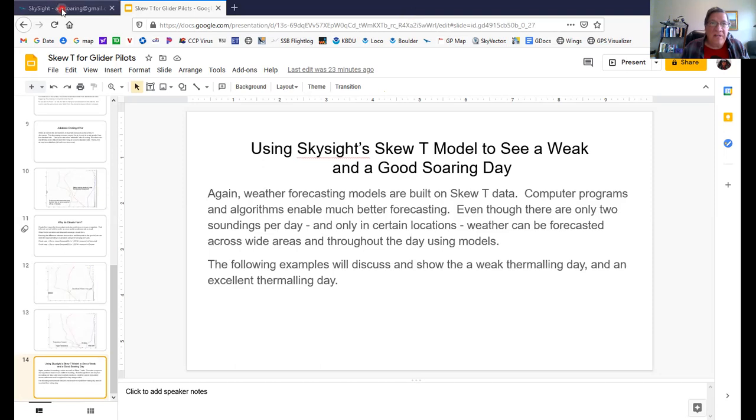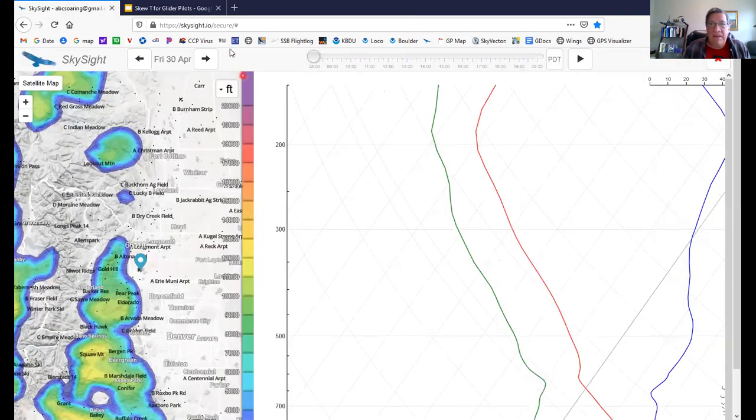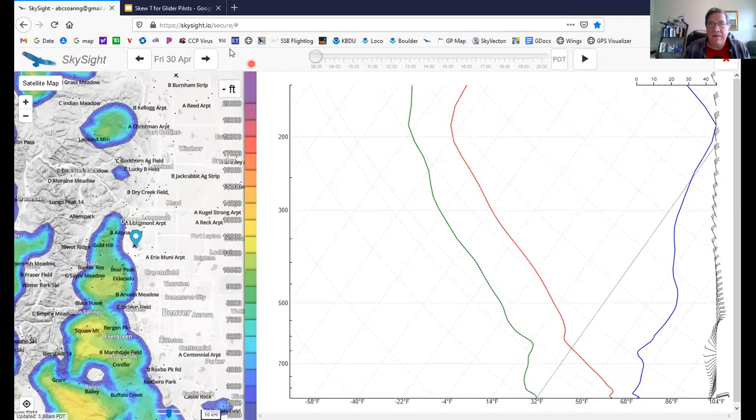Let's go over to SkySight. So what I've done here is I've put, hopefully you're not seeing all these things that I'm moving around here on my screen. And this is Friday, April 30th. You can see it over here. That shows the Boulder Airport, and I have the Skew T up.